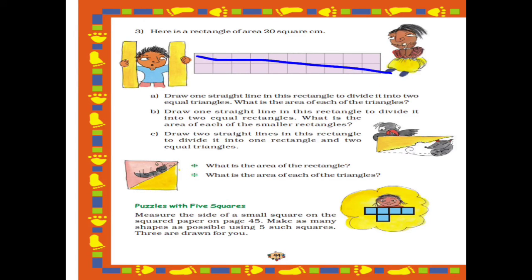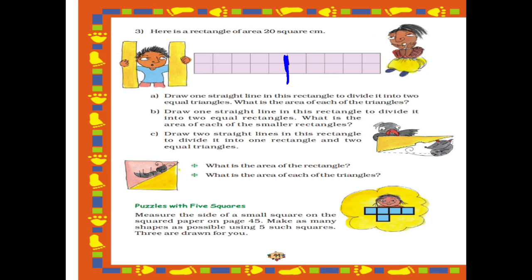Now let's see the next question. Draw one straight line in this rectangle to divide it into two equal rectangles. What is the area of each of the smaller rectangles? Now you have to draw a straight line in such a way that the rectangle is divided into two equal areas, and then you have to find the area of each of the smaller rectangles. So how will we draw? I'll draw in the center, that is, I will draw a straight line here.